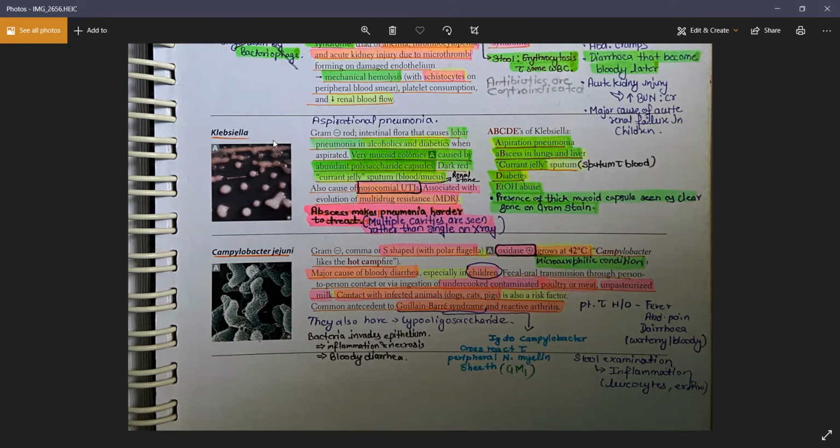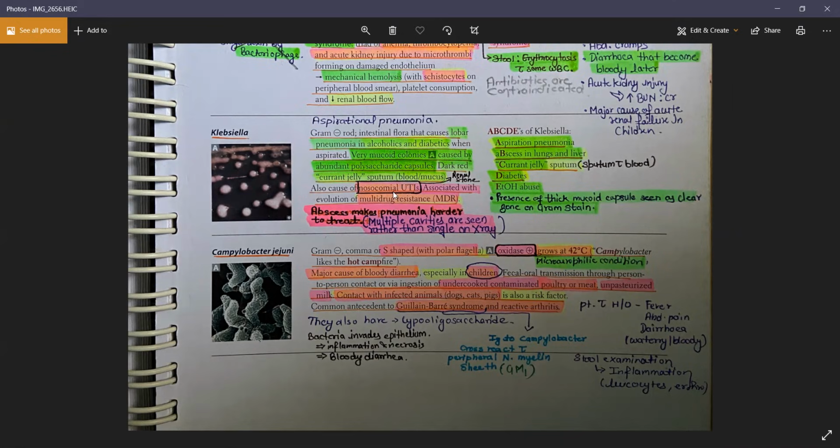So the only case you will get about Klebsiella is aspiration pneumonia. So if the question stem does not give you any kind of history like seizures, alcoholism, diabetes, or paralysis, you will not suspect Klebsiella because you will not get aspiration pneumonia in that case. Okay, and they will form very mucoid colonies. Very important. They will ask you about these mucoid colonies because they secrete polysaccharide capsules. Okay, they have a very thick, very abundant polysaccharide capsule, and that's why their colonies are very mucoid, as you can see here. These are the colonies of Klebsiella.